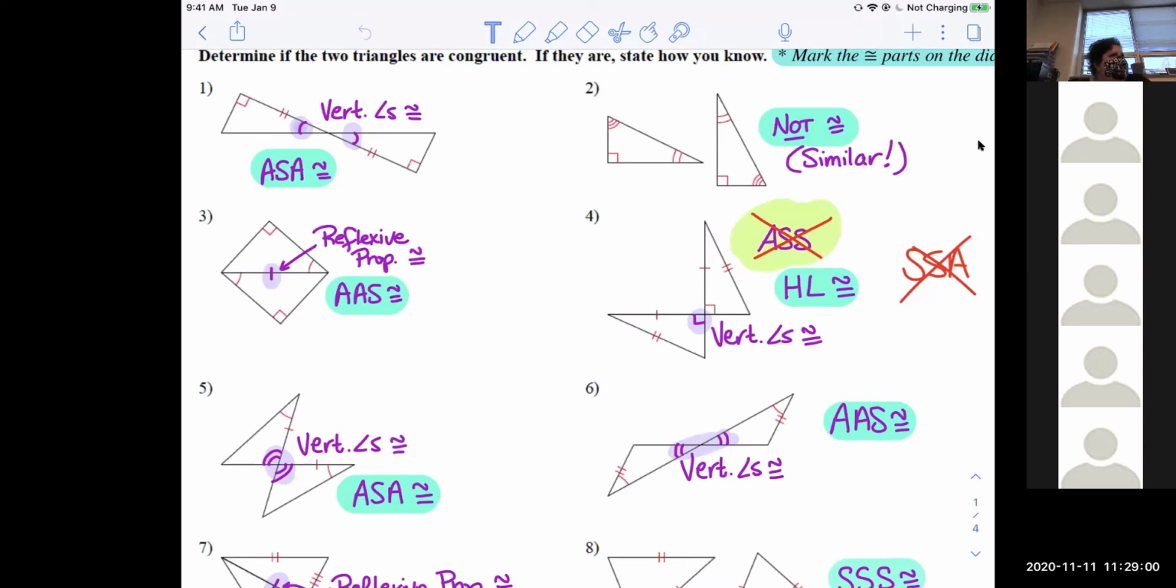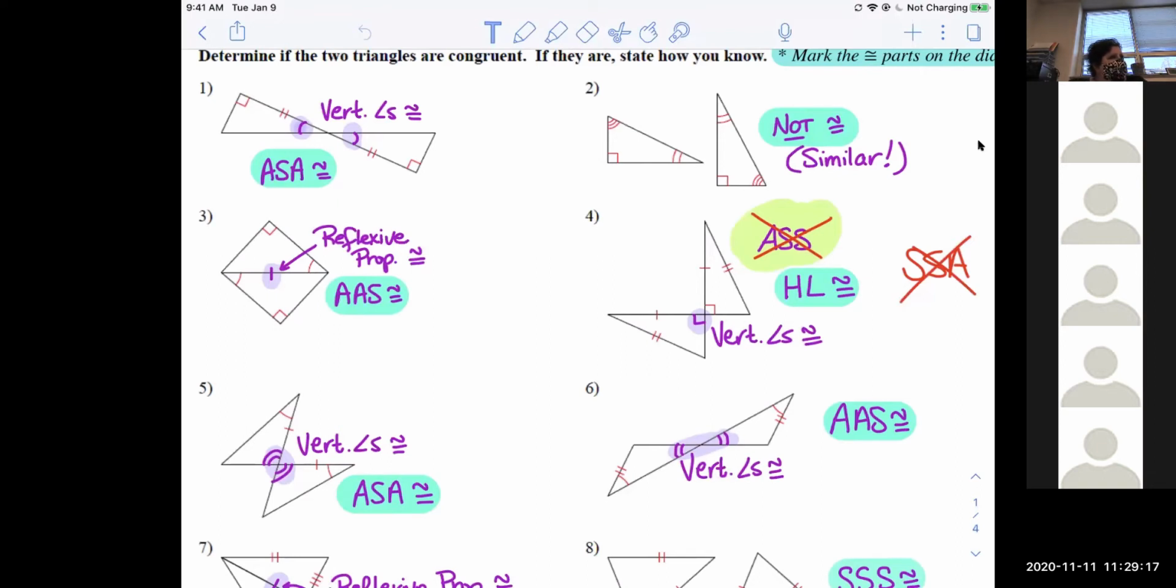Max, do you have any questions? Oh, actually, I do have one question. This is probably the hardest topic at all. Is number 4 can that be an SAS?